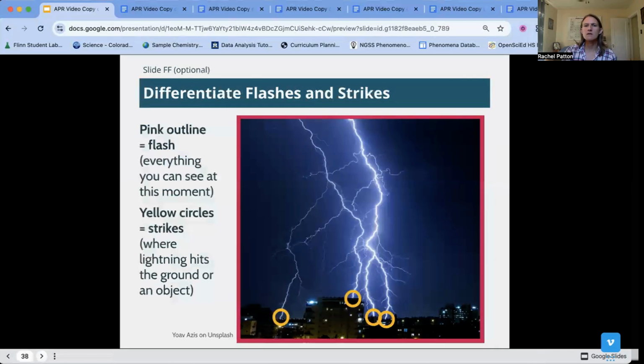One thing, just to sort of clarify some language, when you think about a lightning flash versus a lightning strike, here's some information to help you differentiate those two terms. So everything in this picture is a lightning flash. And then where you see these yellow circles, where the lightning hits something, that's what we're referring to as a lightning strike.